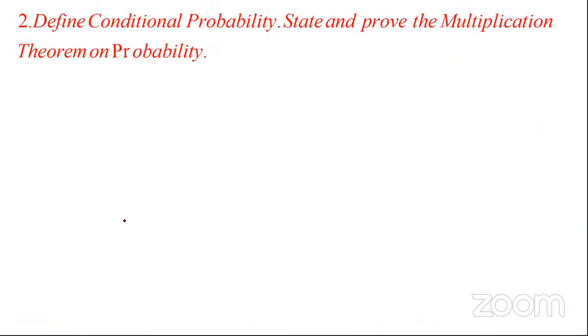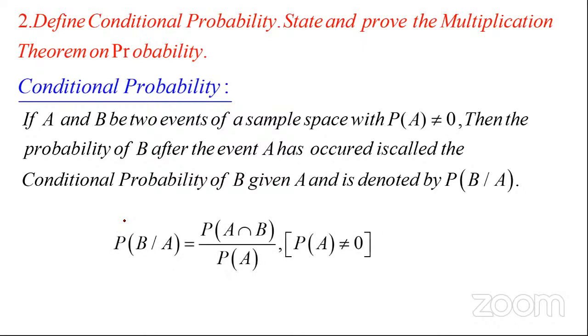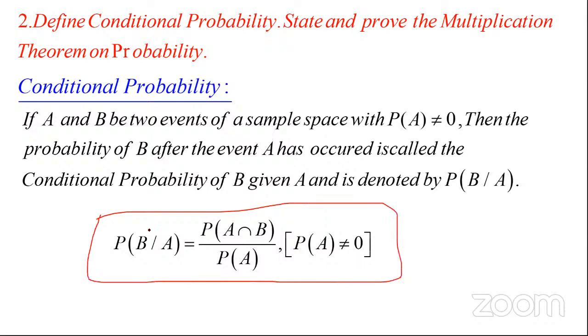So next, the conditional probability theorem. If A and B are two events of a sample space with P of A not equal to 0, then the probability of B after the event A has occurred is called the conditional probability of B given A, and is denoted by P of B by A. That is, P of B by A equals P of A intersection B divided by P of A, where P of A is not equal to 0. This is the conditional probability theorem.